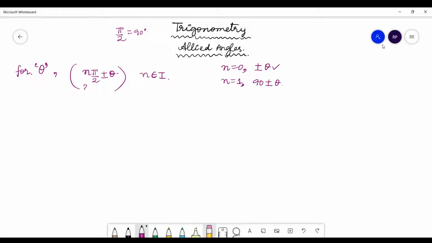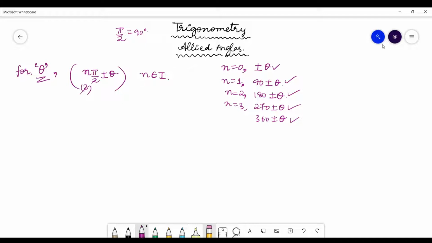Now let me put n is equal to 2. The 2 gets cancelled. I'll be left with pi plus or minus theta. Pi is 180 plus or minus theta. So similarly for other values of n, I'll be getting some values. All these values are going to be the allied angles for this angle theta. That is all about allied angles.